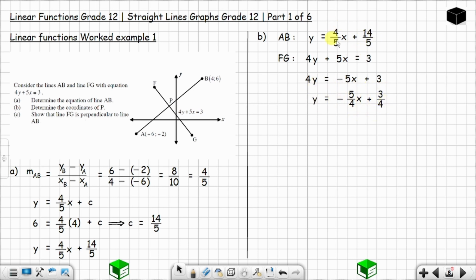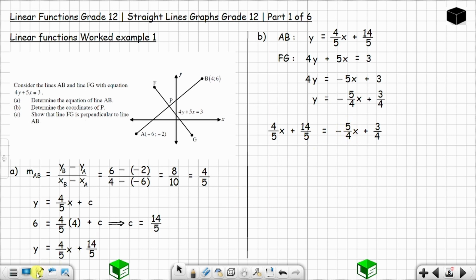Now you can equate the two equations because they share a common point, which is P. At that point they have the same x value and the same y value. So the equation of the line AB is equal to the equation of the line FG. What you can do is keep the x terms on the left. You take it from the right to the left, so you have 4 over 5 x plus 5 over 4 x.